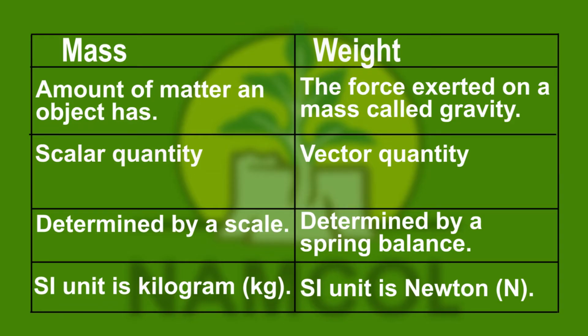Mass can be determined by a scale, while weight is determined by a spring balance. The SI unit of mass is kilogram, and that of weight is Newton.